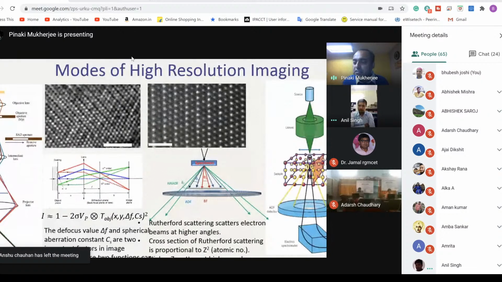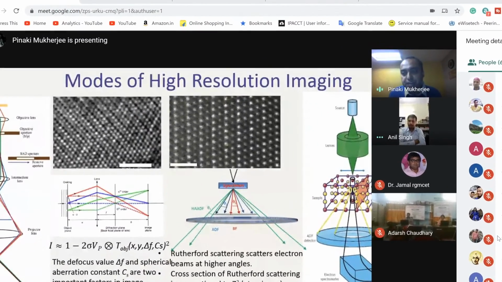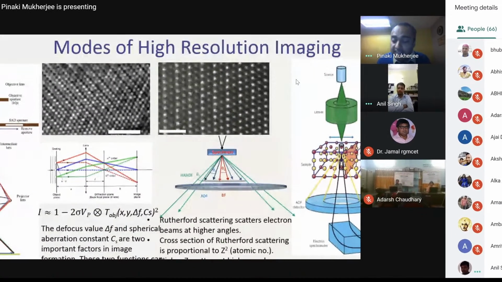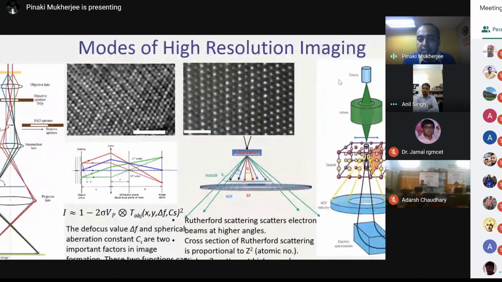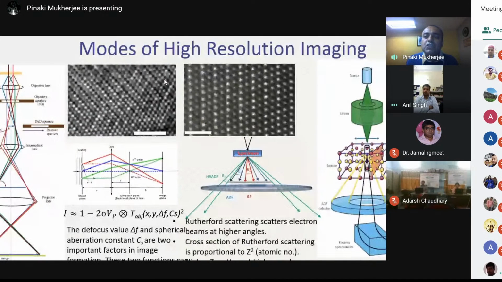a scanning transmission mode where we make the beam itself a very small size, say less than an angstrom, and then we scan across the sample, and each atom column acts as a scatterer, and based on the scattering angle we get different types of information from the sample.